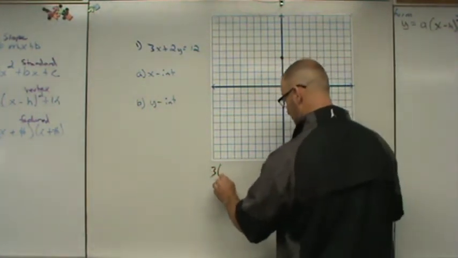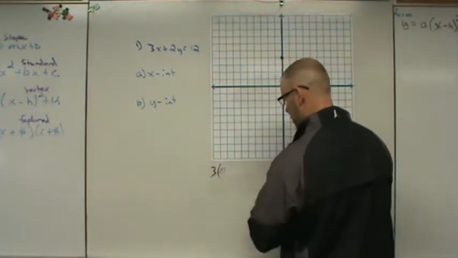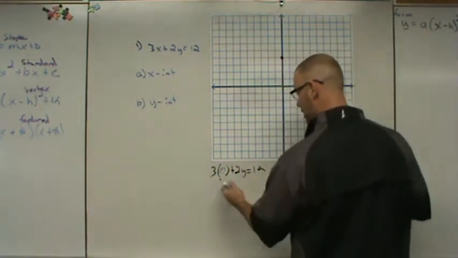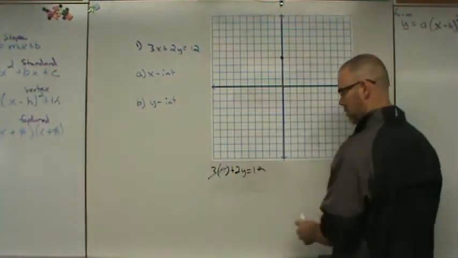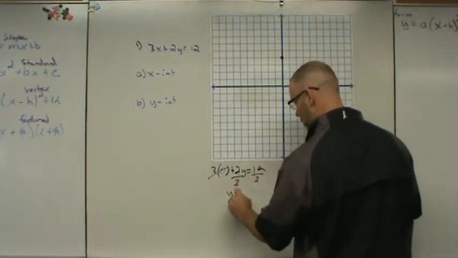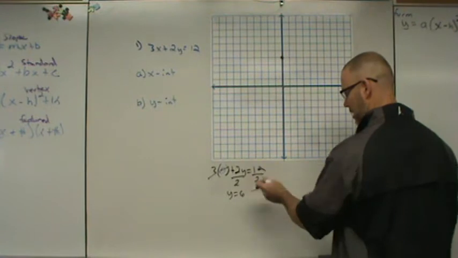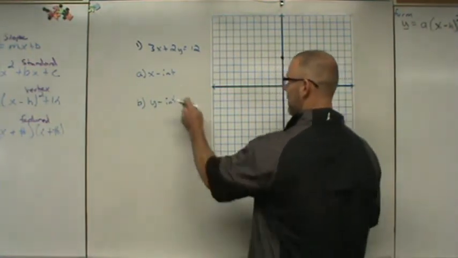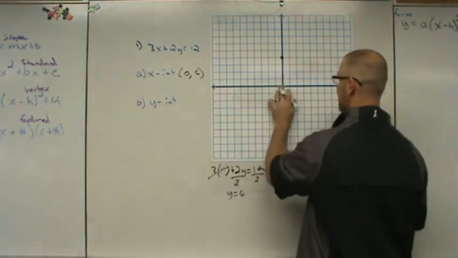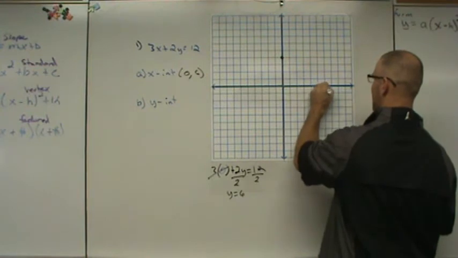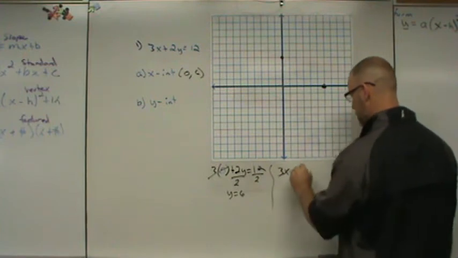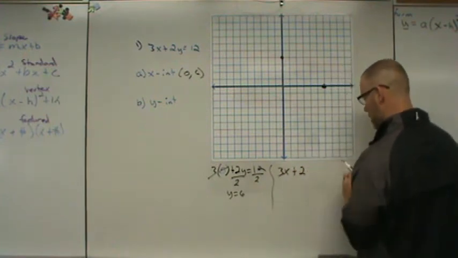But this is how easy it is. 3 times 0 plus 2y equals 12. Now watch what happens. 3 times 0 is 0. 2y equals 12. I divide both sides by 2 because it's telling me to multiply. Therefore, y equals 6. Half of 12 is 6. So if my x input is 0, my y output is 6. There is my y-intercept. So 1, 2, 3, 4, 5, 6, right here.